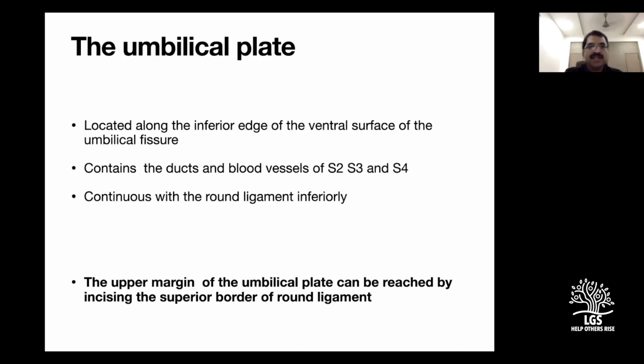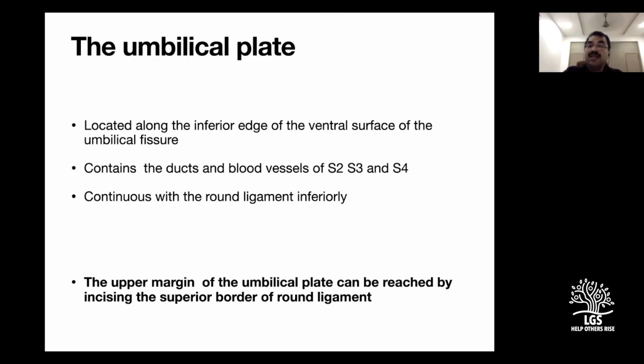So the umbilical plate is located along the inferior edge of the ventral surface of the umbilical fissure, and it contains the ducts and blood vessels supplying segments 2, 3, and 4. So it is continuous with the round ligament inferiorly. So the upper margin of the umbilical plate can be reached by incising the superior border of the round ligament.